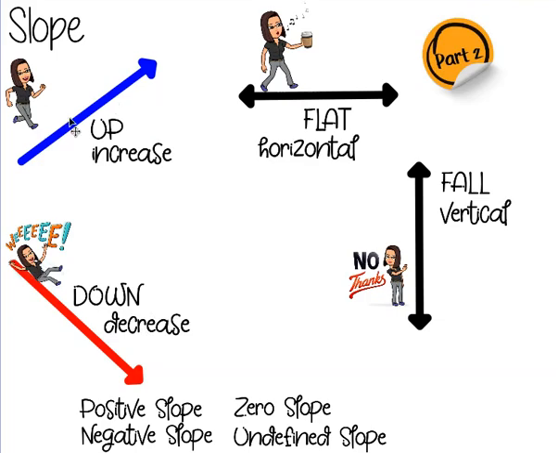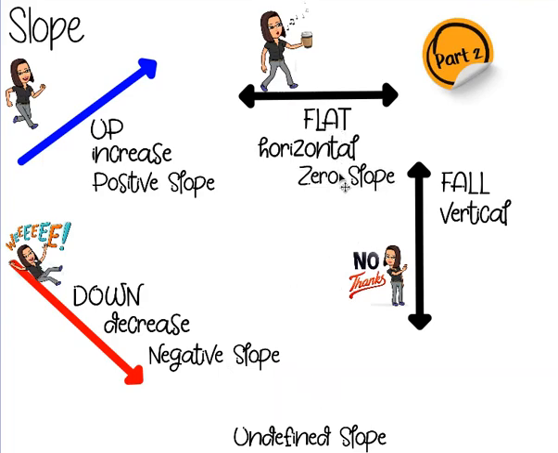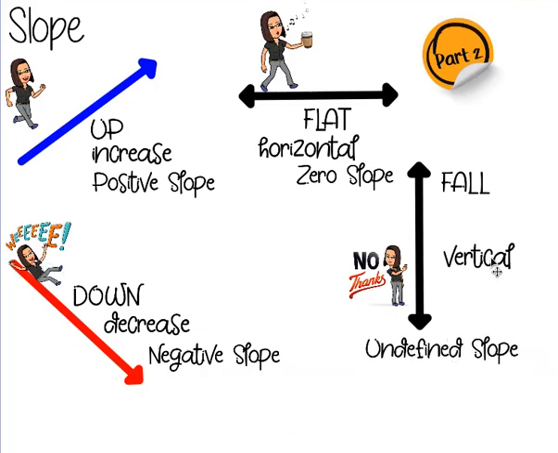So when a line goes up like this, we say that it has a positive slope. When a line is decreasing like this, we say it has a negative slope. When a line is flat or horizontal, we say it has zero slope. And when a line is vertical like this, we call that undefined slope.